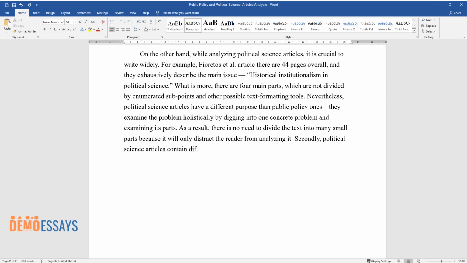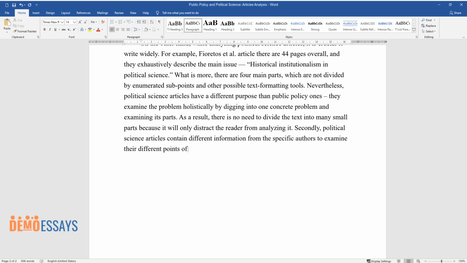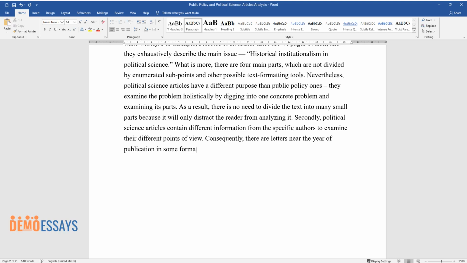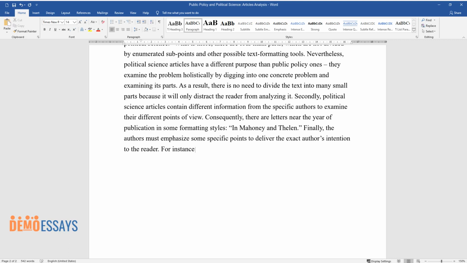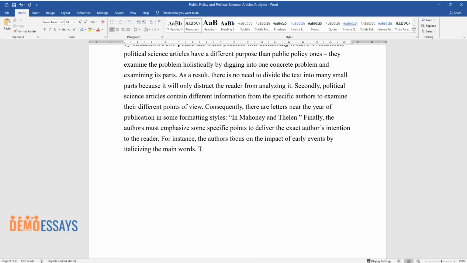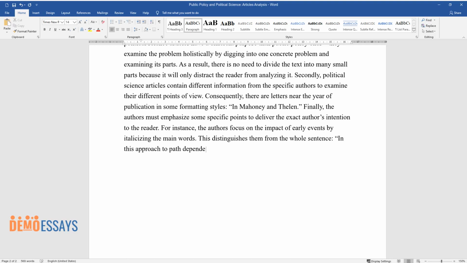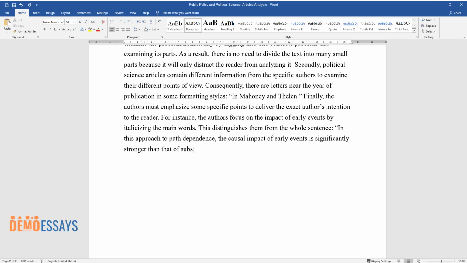Secondly, political science articles contain different information from the specific authors to examine their different points of view. Consequently, there are letters near the year of publication in some formatting styles, in Mahoney and Thelen. Finally, the authors must emphasize some specific points to deliver the exact author's intention to the reader. For instance, the authors focus on the impact of early events by italicizing the main words. This distinguishes them from the whole sentence. In this approach to path dependence, the causal impact of early events is significantly stronger than that of subsequent events.